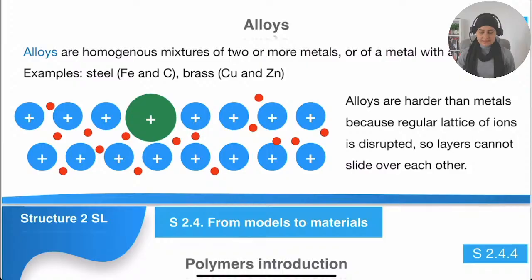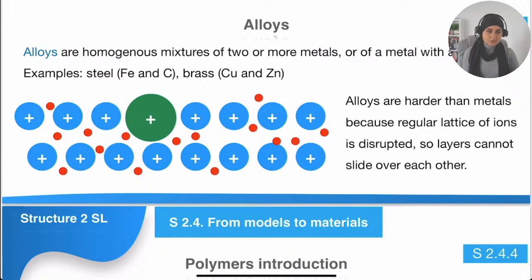Right, next bit. The next bit is alloys. Alloys are homogeneous mixtures of two or more metals or a metal with a non-metal. Examples of alloys would be steel and brass. Yeah, not sure you need to know them, just in case it is there.